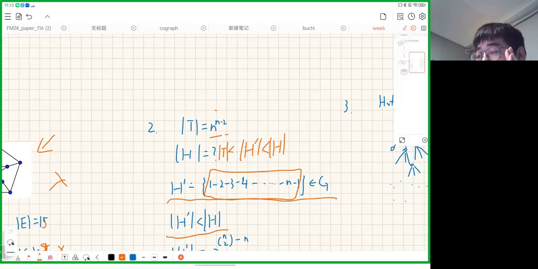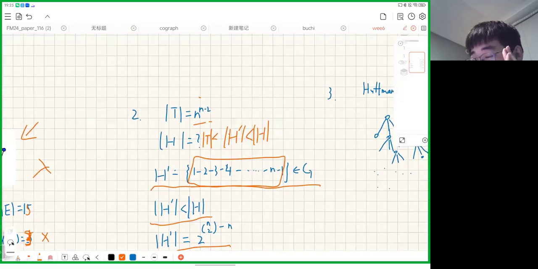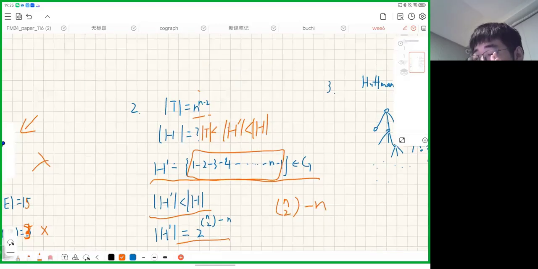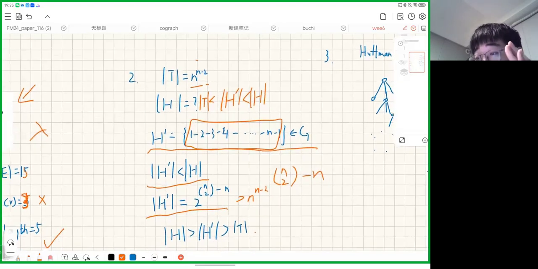But what's the size of H prime? We know that within n vertices, there are totally n choose 2 possible edges. And for now, we have decided n edges because they are in the circle. And we can decide whether the other edges are there or not. So this is the size of H prime. And this one is already larger than n to the power n minus 2 when n is large. So well done, we know that Hamilton graphs are more than trees.